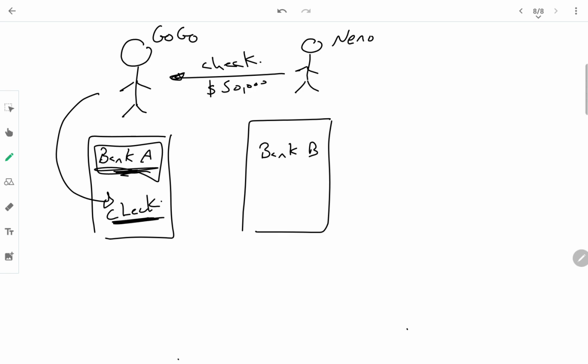So these checks are cash items in process of collection. They haven't been collected yet. After collection, they are going to be reserves. But for now, they are in process of collection.